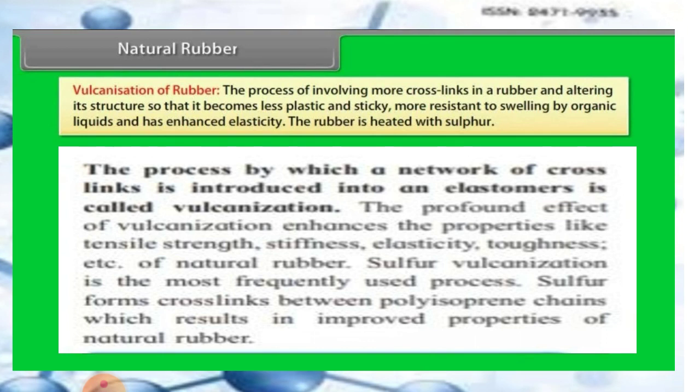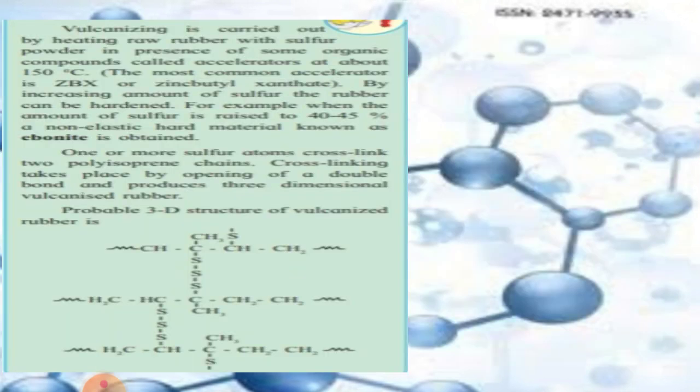In the polyisoprene structure, sulfur will form a crosslink between the polyisoprene chains, and it results in improved properties of natural rubber. Here you see, student, the vulcanization process takes place by heating raw rubber with a sulfur compound in the presence of some organic compound called an accelerator at about 150 degrees Celsius.